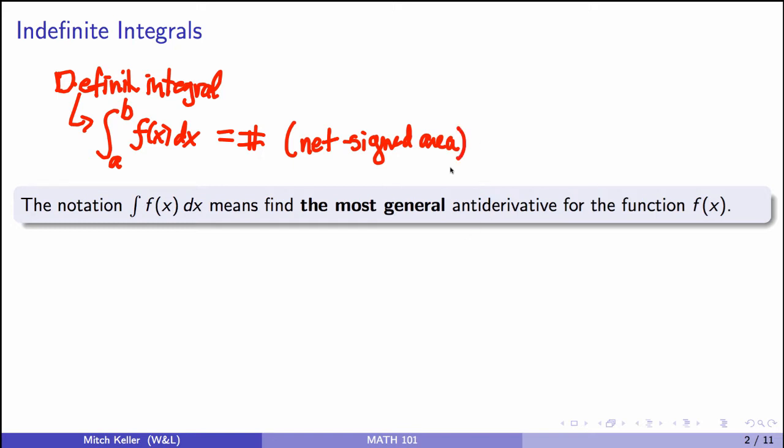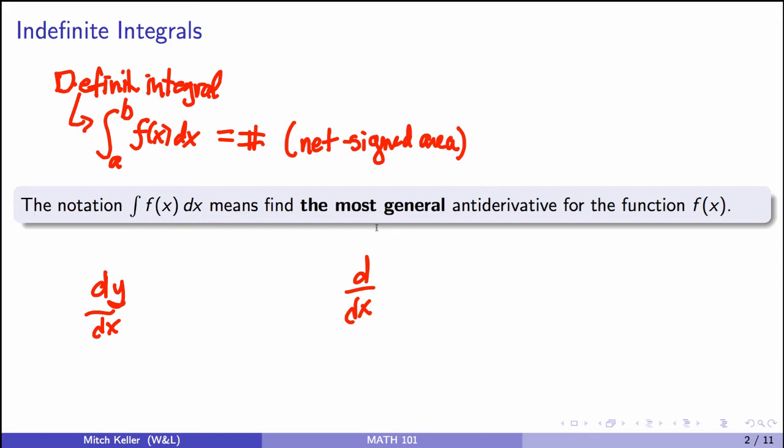On the other hand, this notation here, where notice there are no more limits of integration, we just write the integral sign and then the function, means we want to find the most general antiderivative for the function f of x. Just like when we talked about derivatives, the difference between dy dx, which was the actual derivative of something, and d dx, which was a command to take the derivative. This is really, I view it more as a command saying, find the most general antiderivative for this function.